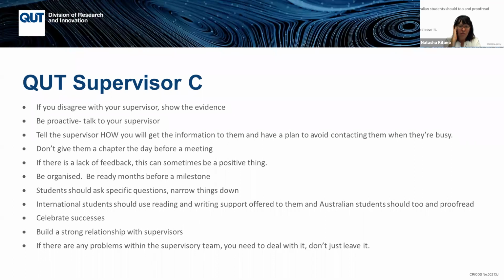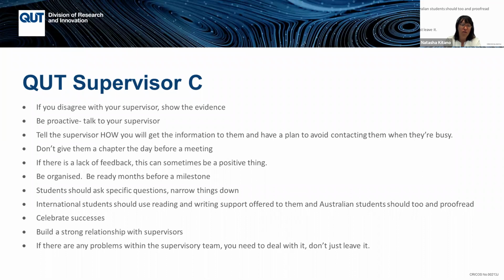Some people have given you some information, Kieran, in the chat you can have a look at. If there's a lack of feedback, this sometimes can be positive. So that's a really good comment from the supervisor. It doesn't always mean it's negative if you don't have a lot of feedback. Please be organized. Be ready months before a milestone, which is unusual, but if you can, strive to be ready. Trick yourself, maybe give yourself a false date and be ready so that you're not rushing around formatting at the end. Again, look at this clever supervisor.